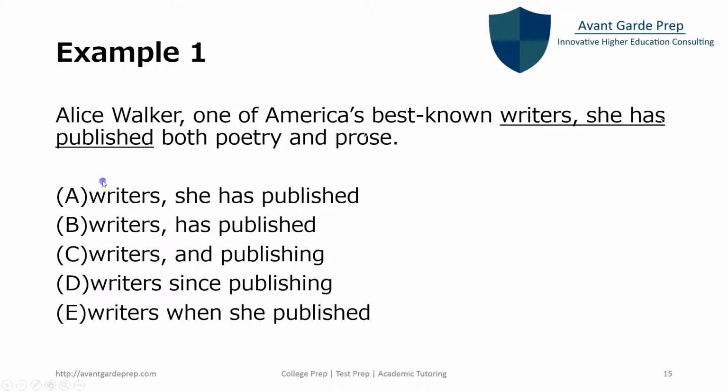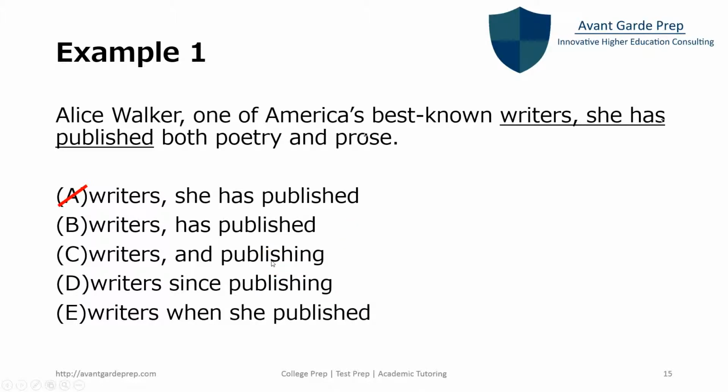So A is definitely wrong because as it is, it's not right. So anytime you notice something awkward or you notice an error, immediately eliminate A, because that's exactly the same as what's already in the sentence. B says, and we're going to plug it in, Alice Walker, one of America's best known writers, has published both poetry and prose. Yes, it has gotten rid of that extra she and is still in the correct verb tense. So we can keep that answer choice around for now. Let's look at C, D, and E just to make sure.